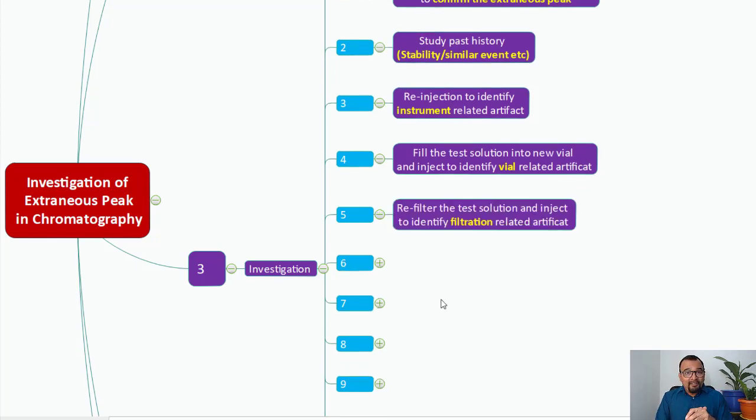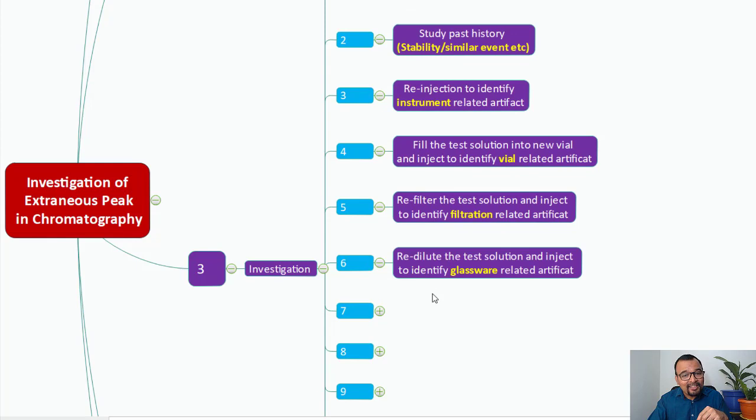To identify whether the origin of the extraneous peak is because of the filtration, refilter the test solution and then understand whether you are getting the same peak once again. Also understand whether you have used the suitable filter, whether PVDF was mentioned in the test procedure and the same was used or not. So identify the root cause. Is it because of the filter or filtration?